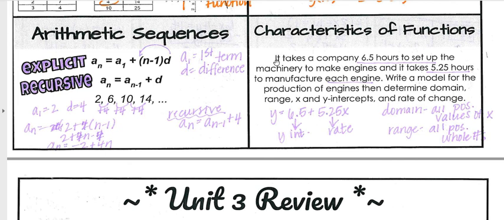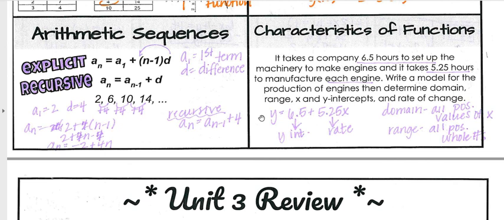So here it says it takes a company 6.5 hours to set up the machinery to make engines, and it takes 5.25 hours to manufacture each engine. So we want to write a model for the production of engines, then determine the domain and the range, the x and y intercepts, and the rate of change.